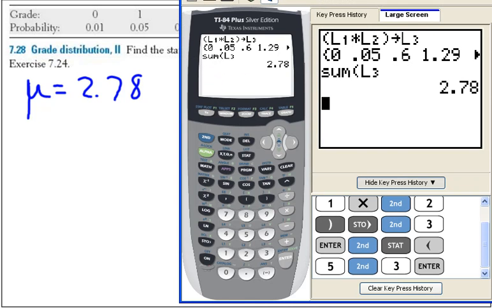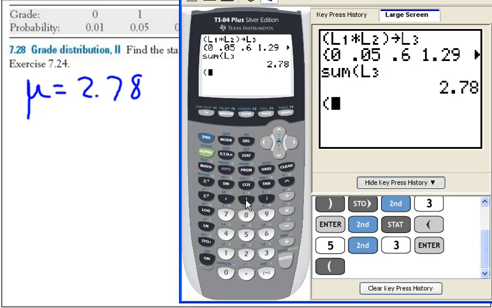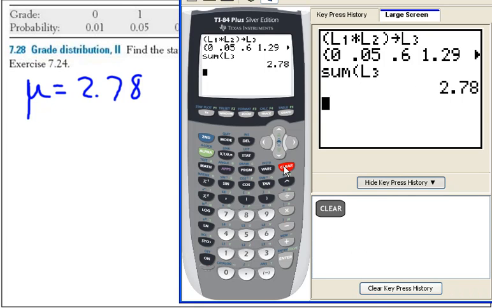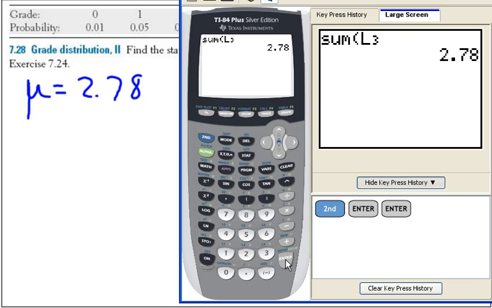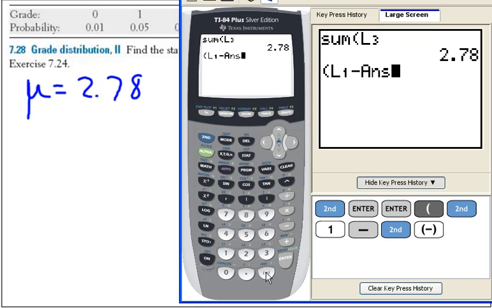Pop open the calculator. So here's what we just did. For each one, we're going to take the x, which is in L1. Let me clear this out. L1. I'm going to clear this all out and start over just to make it clear. If I hit second enter, that's the last problem I did, and that's the 2.78, which is the mean. So to find the variance, I'm going to take each x, which is in L1, and subtract the mu. Now that mu is the answer to the last problem I just found, so I'll just hit second negative sign.